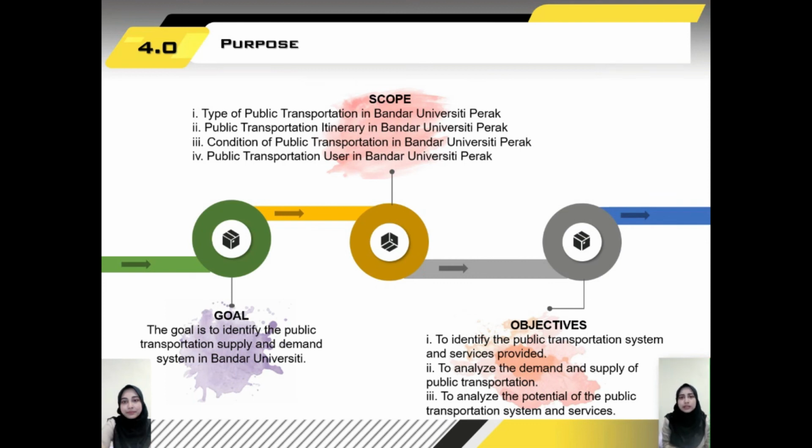While for the scope, first is the type of public transportation in Bandar University. Second one is public transportation itinerary in Bandar University. For the third one is condition of public transportation. And for the last one is public transportation user in Bandar University.